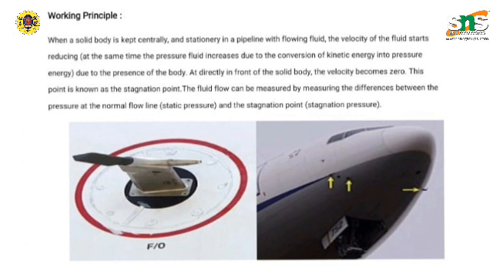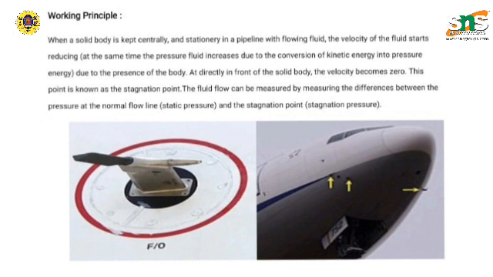The working principle of a Pitot tube is this: when a solid body is kept centrally and stationary in a pipeline with flowing fluid, the velocity of the fluid starts reducing. At the same time, the fluid pressure increases due to the conversion of kinetic energy into pressure energy. Due to the presence of a body directly in front of the solid body, the velocity becomes zero. This point is known as the stagnation point.